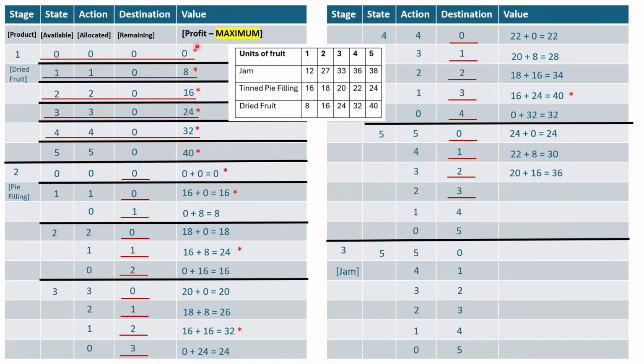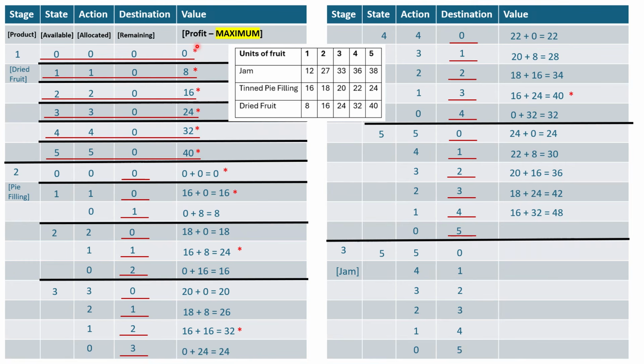We could then have just 1 allocated, which is 16, plus our 32, which gives us 48. Or we could allocate none of that, which is 0, plus our 5 here links back up to the left to 40. So that 0 plus 40 gives us 40. And our optimal value here is 48.